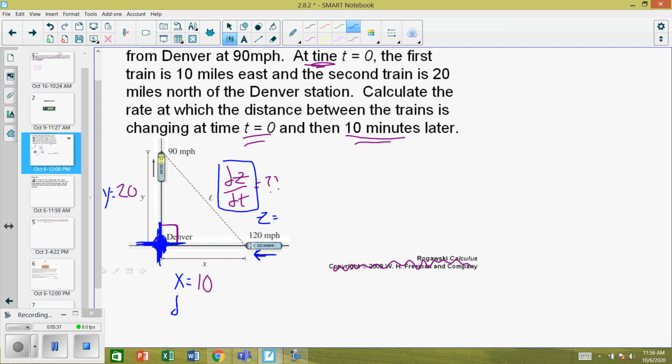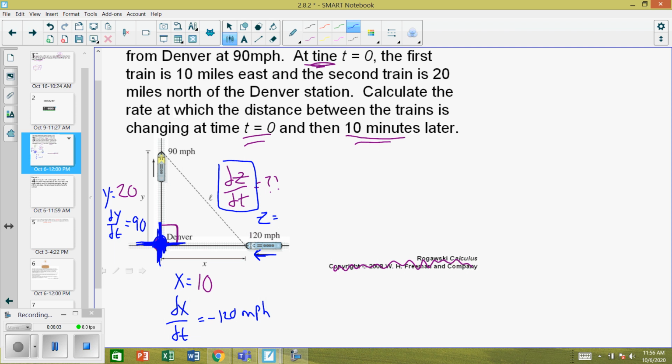So in this case, dx over dt is 120 miles per hour, but it's negative 120 miles per hour. And I promise you, if you draw a reference point, and always treat left as negative and always treat down as negative, you'll always get the signs right. Okay? And in this case, you're going up, so dy over dt is going to be positive 90.